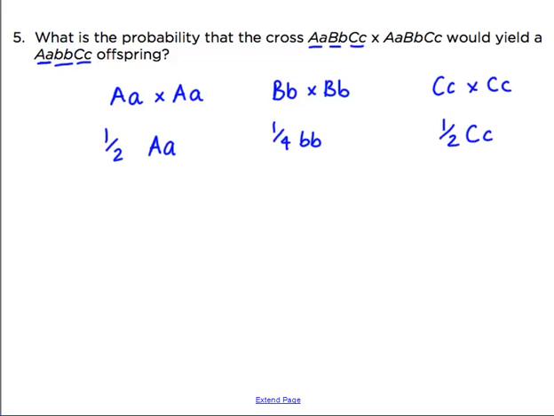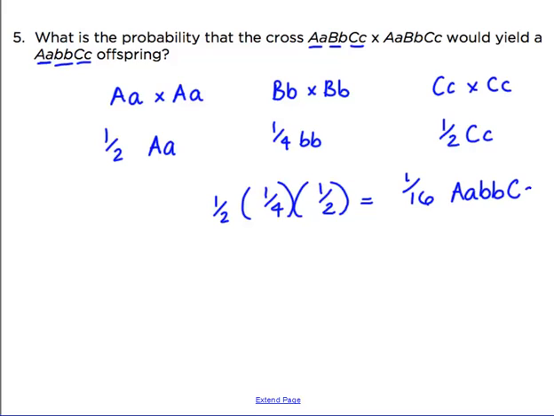So for the line method, what you do is multiply these probabilities across to get the total probability. You have 1/2 chance for the A locus, 1/4 from the B, and 1/2 from the C. Multiply that across, you get a total probability of 1/16 of getting this genotype.